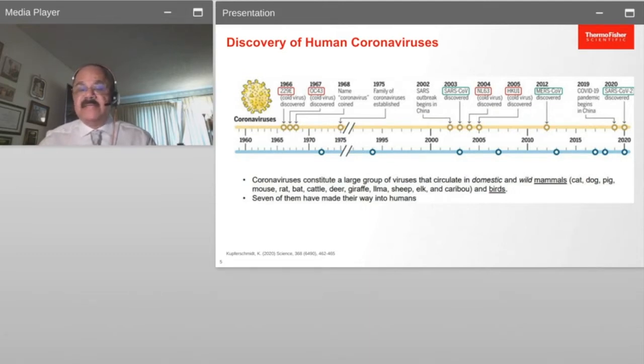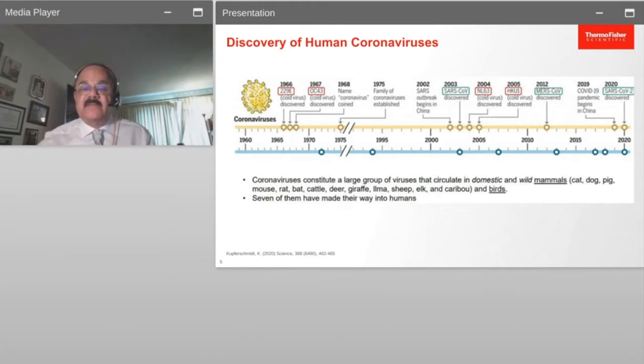These viruses have been with us for many years. As you can see from the dates here, the earliest discoveries go back to 1960. They are found in domestic and wild animals, so they are among us in the populations.